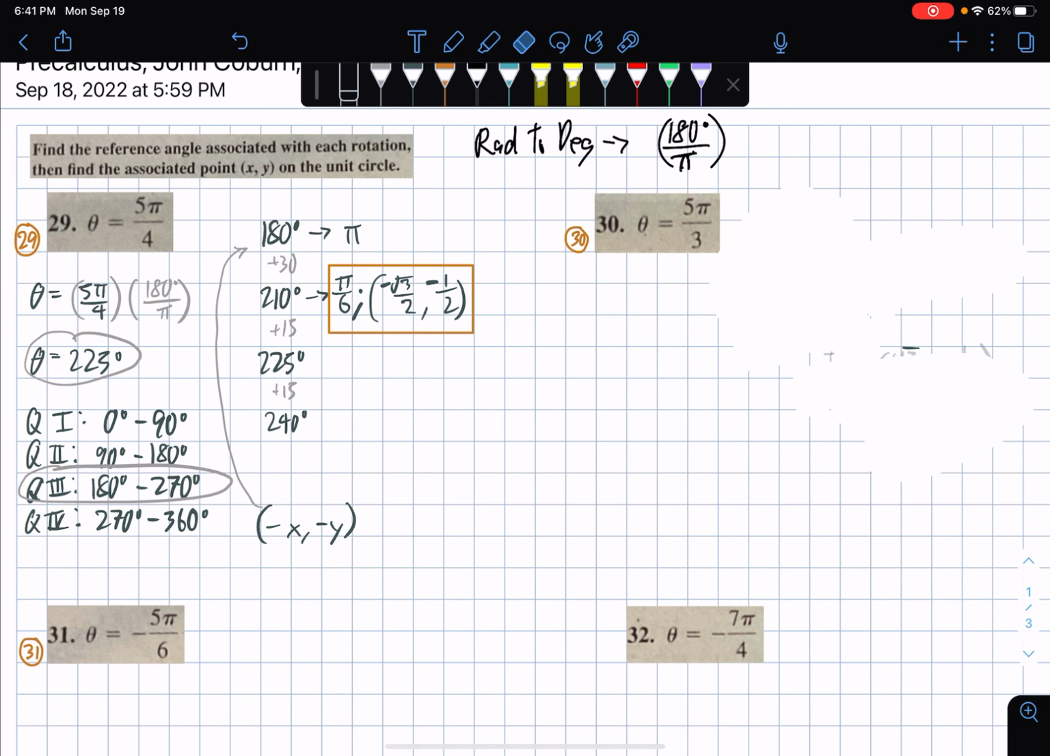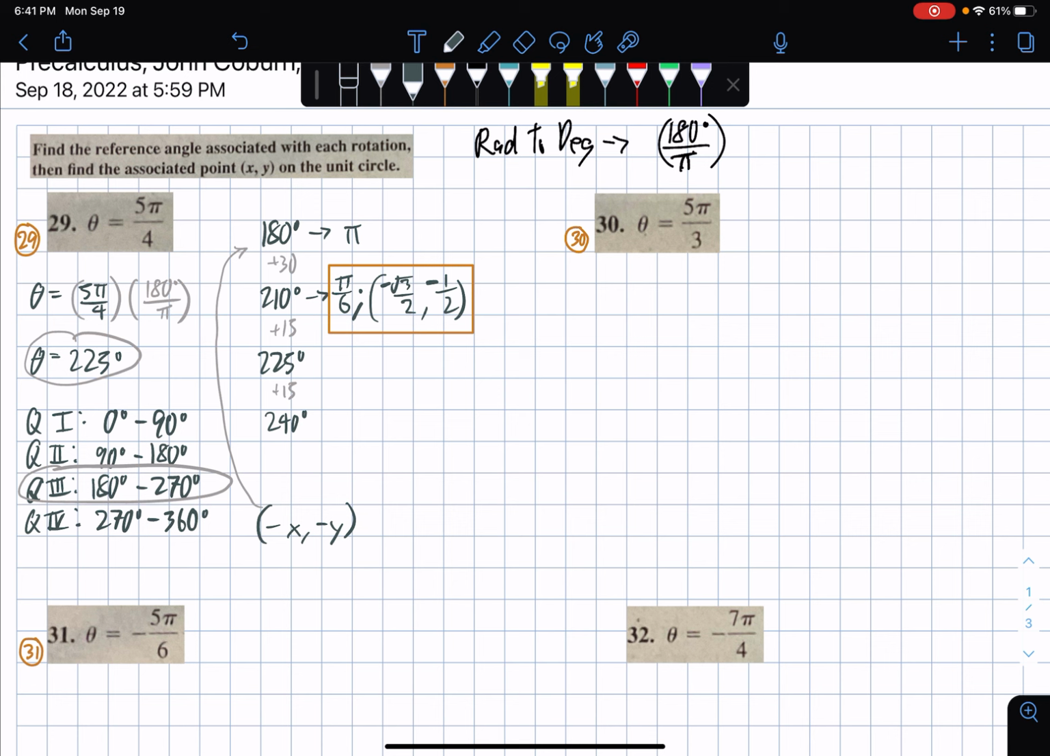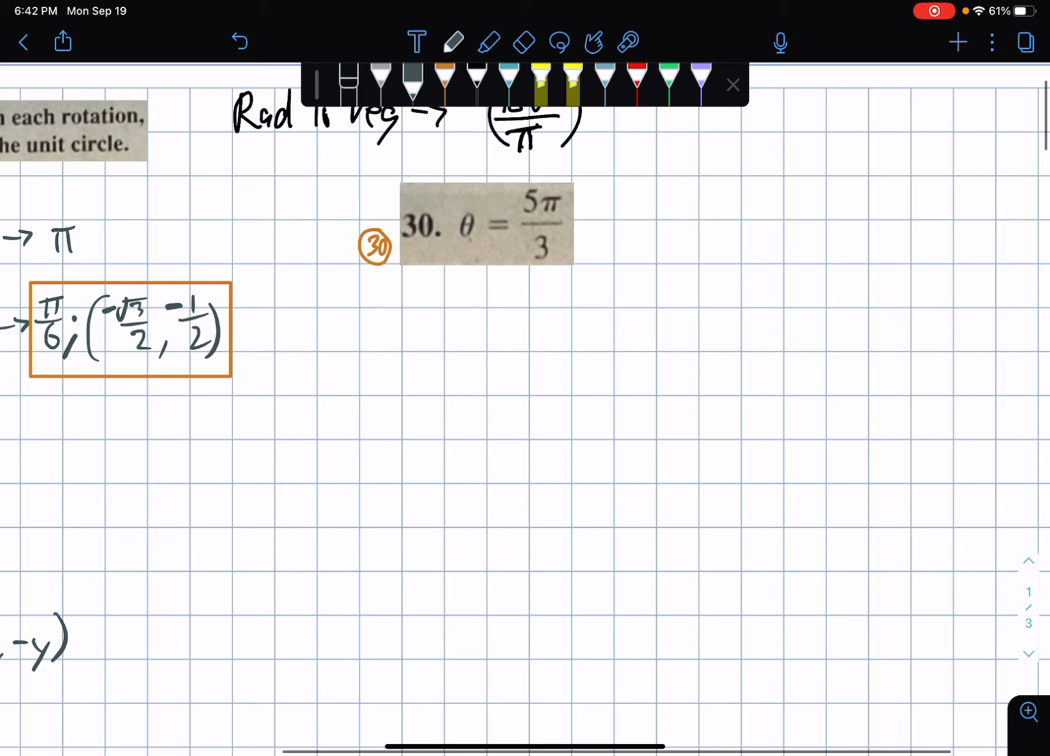Alright, for number 30, theta is equal to 5 pi over 3. Again, let's convert it from radians to degrees. So in your calculators, 5 pi over 3 times 180 degrees over pi.